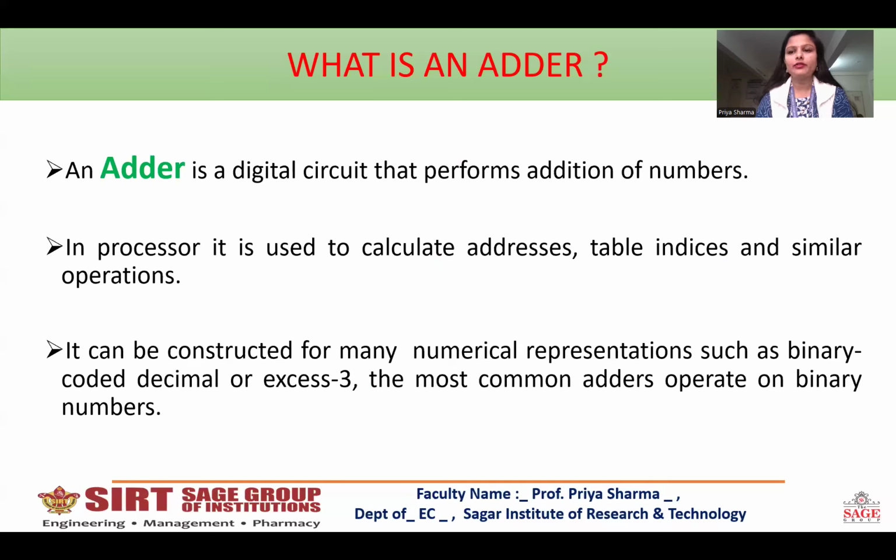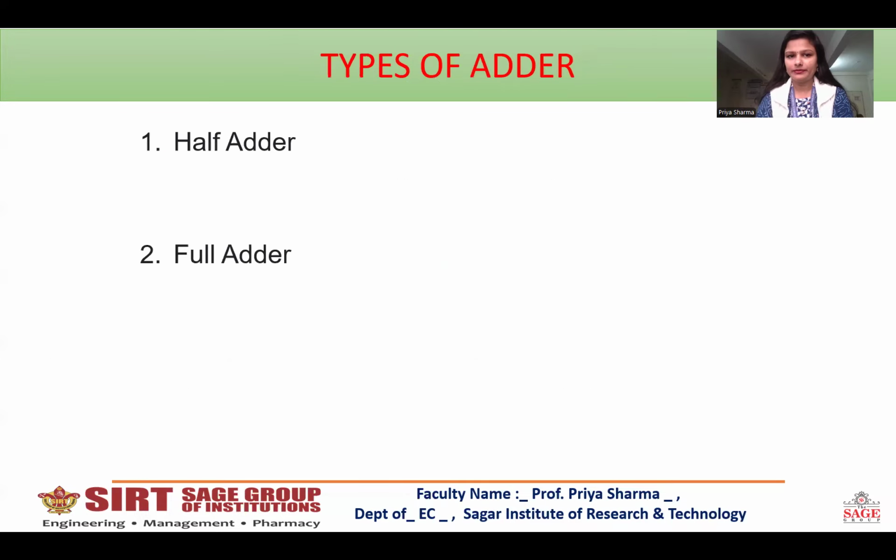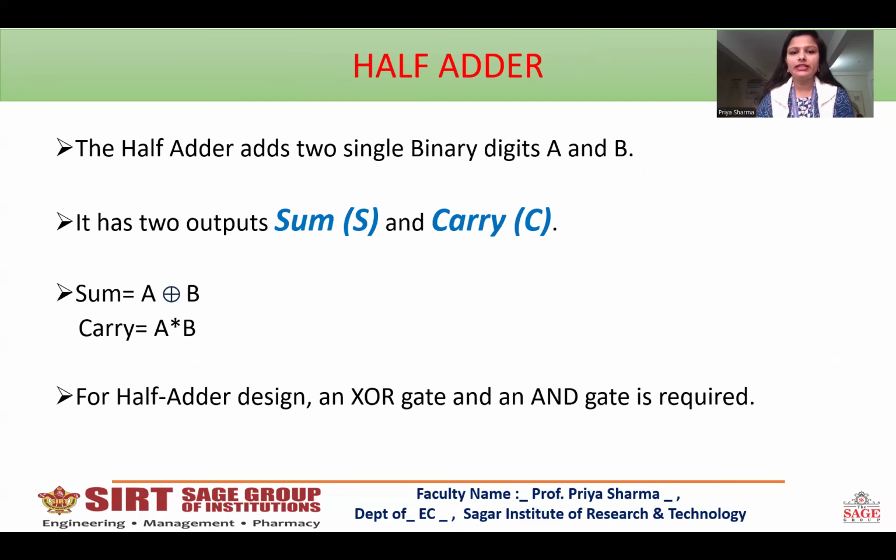It can be constructed for many numerical representations such as binary coded decimal, that is BCD, or Excess-3. The most common adders operate on binary numbers. So there are two types of adders, half adder and full adder. Coming to the half adder, it adds two single binary digits A and B and has two outputs, sum and carry. The sum is given as A XOR B and carry is given as A multiplied by B.